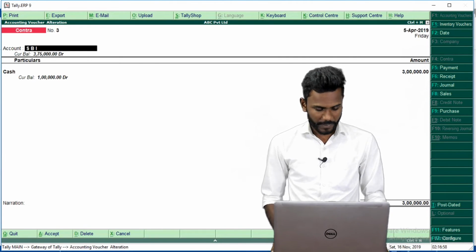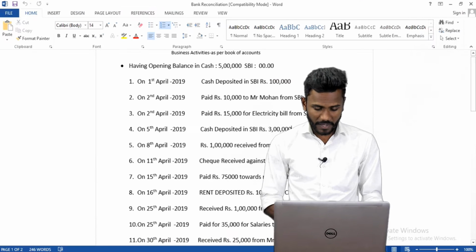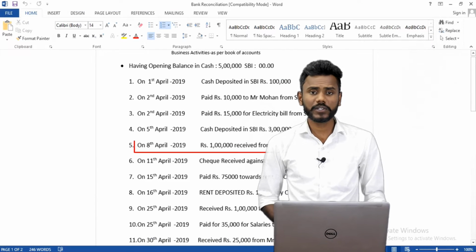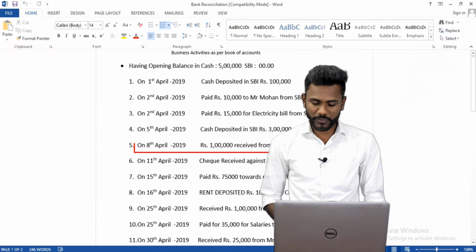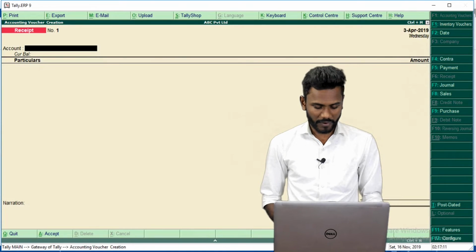Just mentioned as 3rd April, so I'm just altering the voucher as 5th April. Yes, the next transaction is that on 8th April 2019 rupees 1 lakh received from Mr. Kumar and Giri and company, right? So we just go back to the receipt voucher on 8th April.